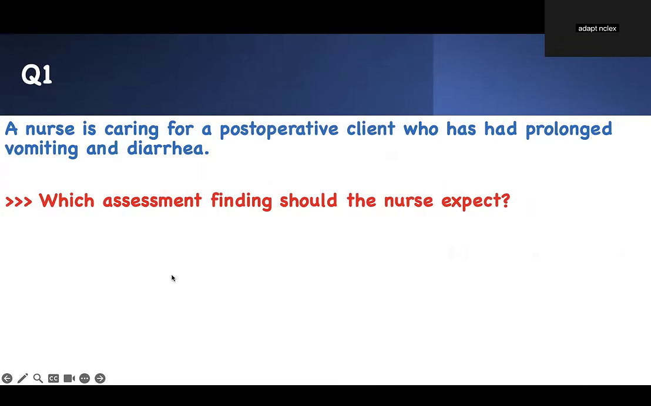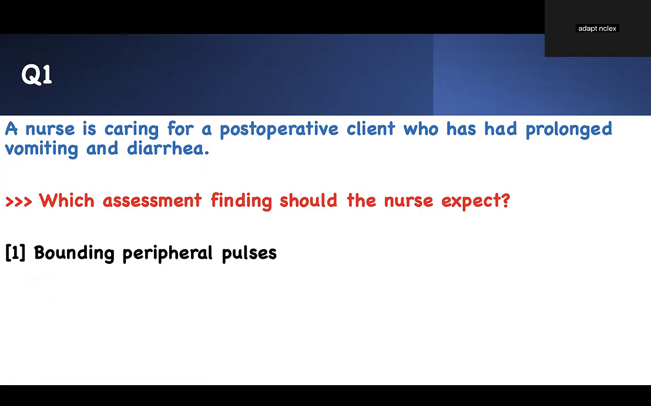First, let's take a look at the question. We'll come back and answer it. Write the answer down, and after the lecture, we'll come back. A nurse is caring for a post-operative client who has prolonged vomiting and diarrhea. The buzzword is prolonged vomiting and diarrhea. Which assessment finding should the nurse expect?